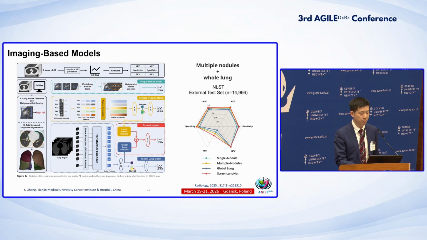More recently, deep learning models have been applied in this field as well. Traditional methods only focus on the features of nodules. They might overlook the features from the global lung. This study assessed the extra value of global lung features for lung cancer risk prediction, and they found that the integrated model with the global lung features outperforms the nodule-based models.